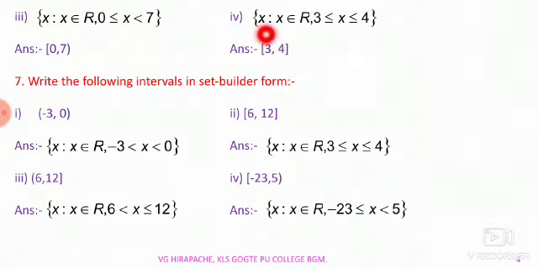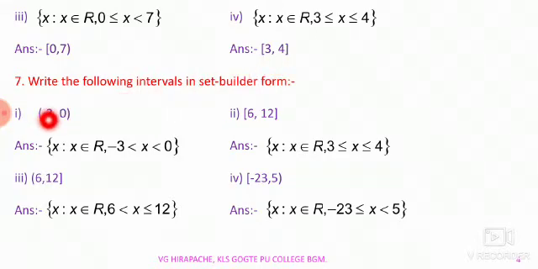Moving to the next question: x such that x belongs to R, 3 less than or equal to x less than or equal to 4. This is x lying between 3 and 4, with both greater than or equal to and less than or equal to. Therefore, this type of interval is called a closed interval. We can write the closed interval [3, 4].